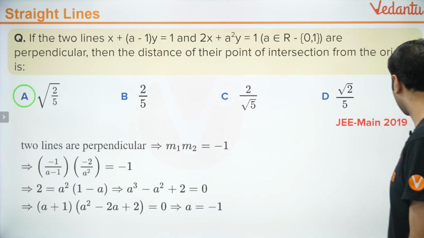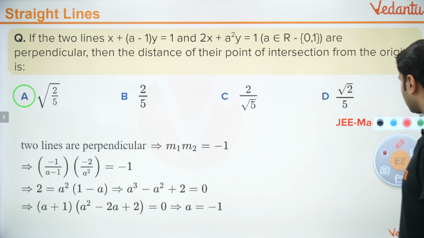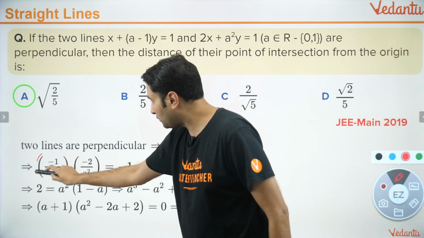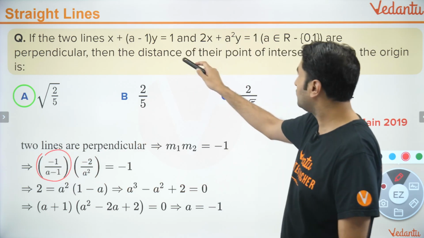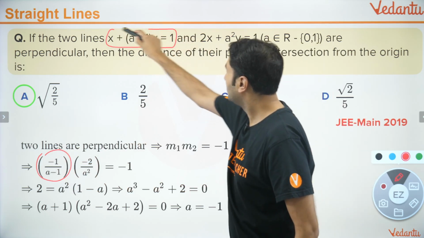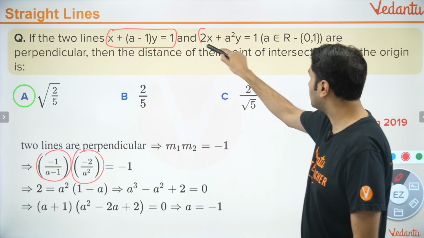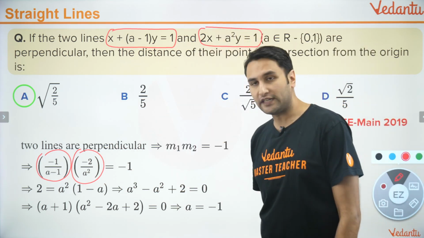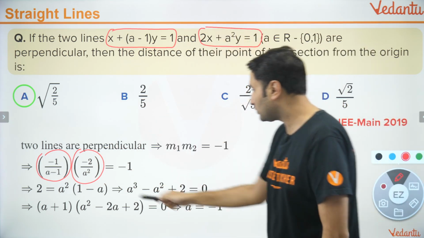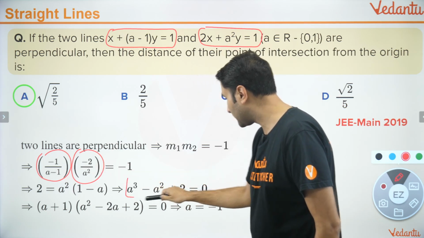Exactly this. So this is the slope of the first line. This is the slope of the other line. Both are perpendicular, so the product of the slopes is equal to minus 1. Actually, when you solve it, you will get a cubic equation.